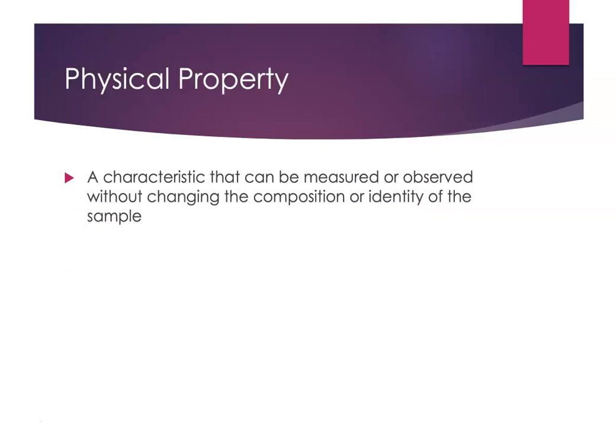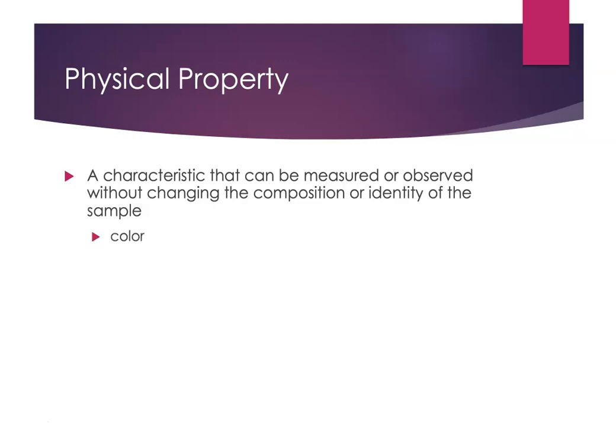A physical property is a characteristic of a sample of matter that you can measure or observe. And when you measure or observe this property, you don't change the composition or the identity of the sample. You have the same material and the same chemical formula before you observe the physical property as you have after you observe the physical property.